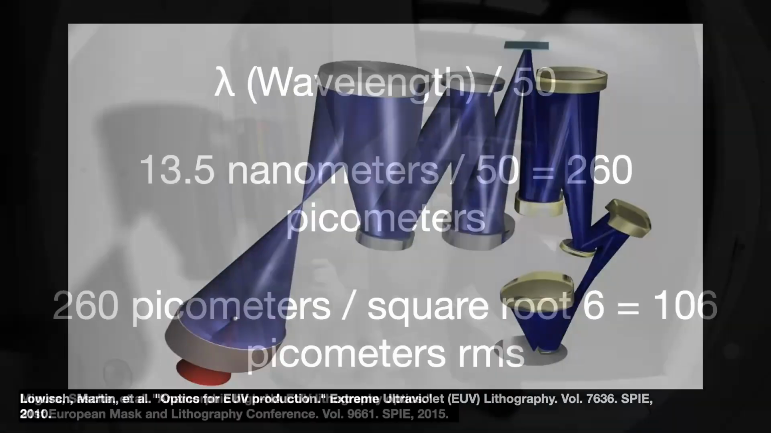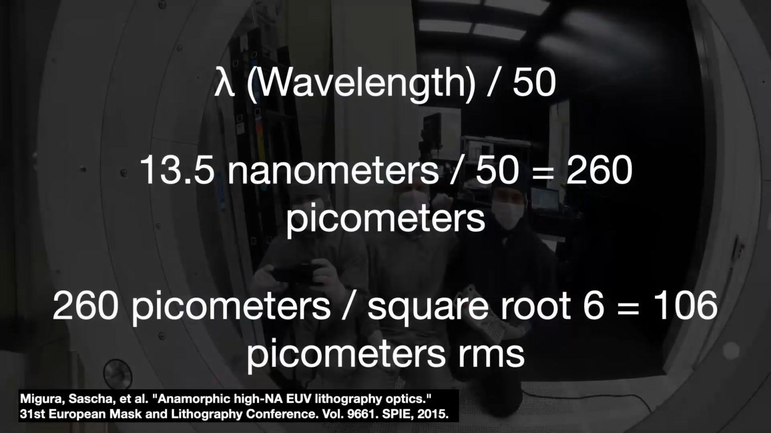And remember, this is the total error allowed for the entire optic system, including all of its mirrors. Let's assume the system has 6 mirrors. Since errors on the mirrors occur randomly and are not linked, to get the error for each mirror, we divide by the square root of the mirror number. So divide by square root 6 and you get 106 picometers root mean squared, or RMS.